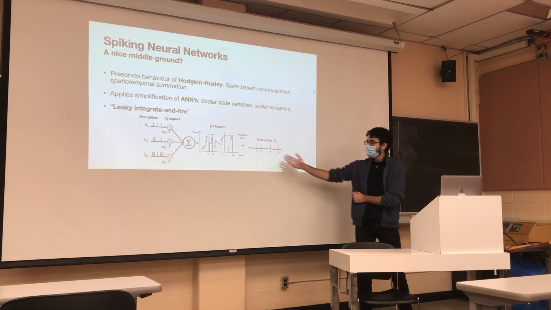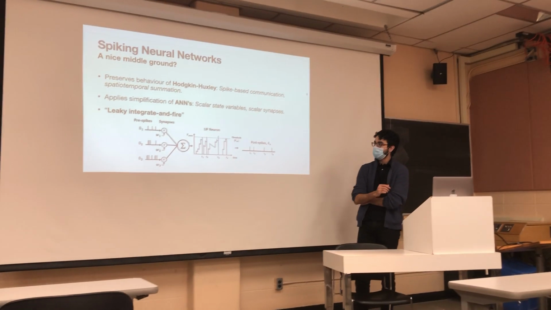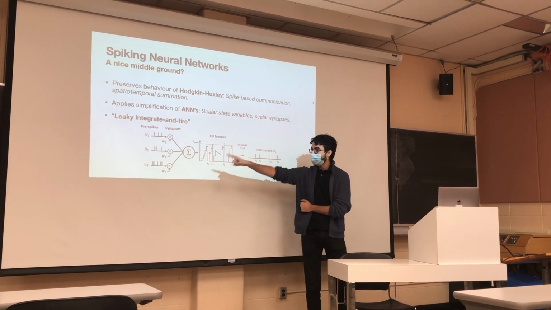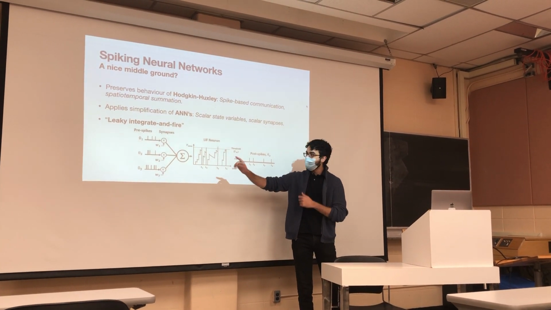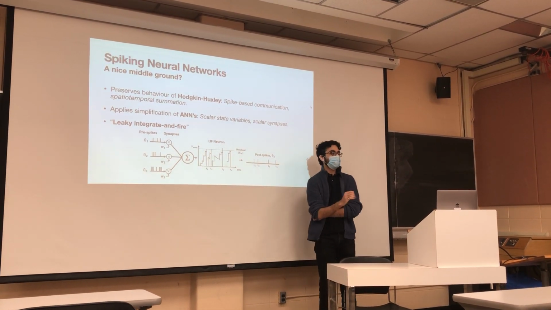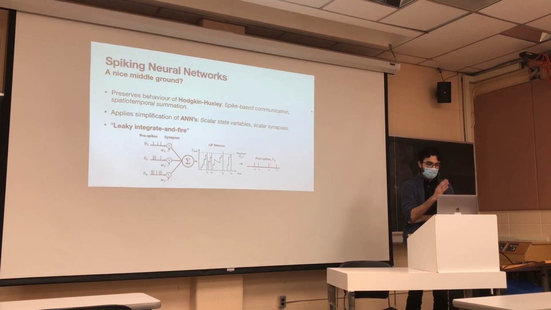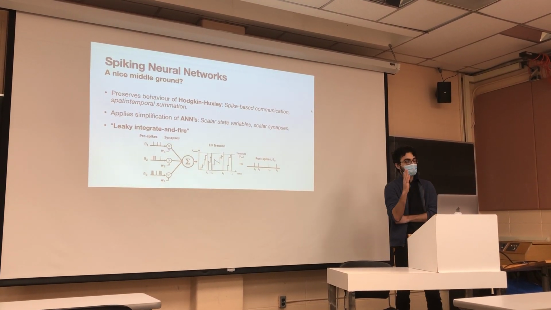So this is the rough picture of what this looks like. If there's time at the end or in the question period, I'll come back to it, but it essentially maps some incoming spike trains, which are time series, through this computation to some post-synaptic, or post-neuron, spike trains, through this transformation where it has this leaky integrate-and-fire model.